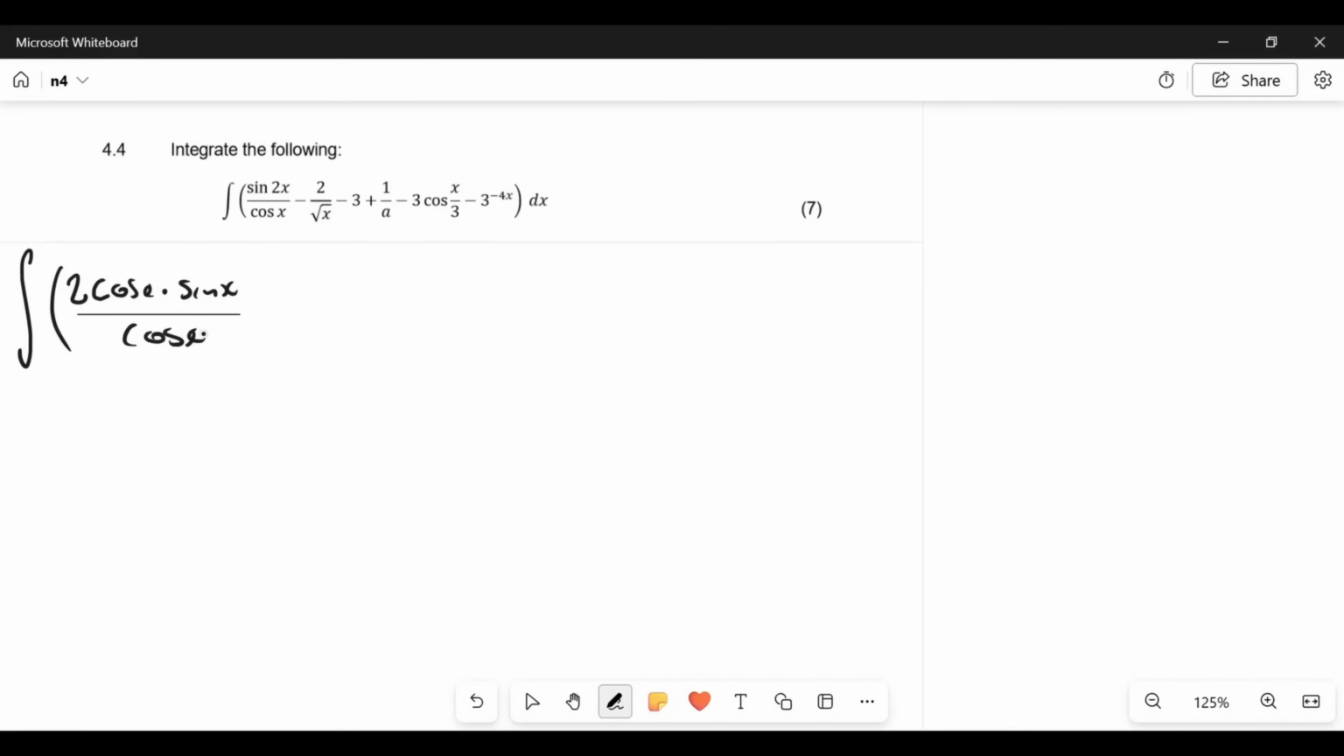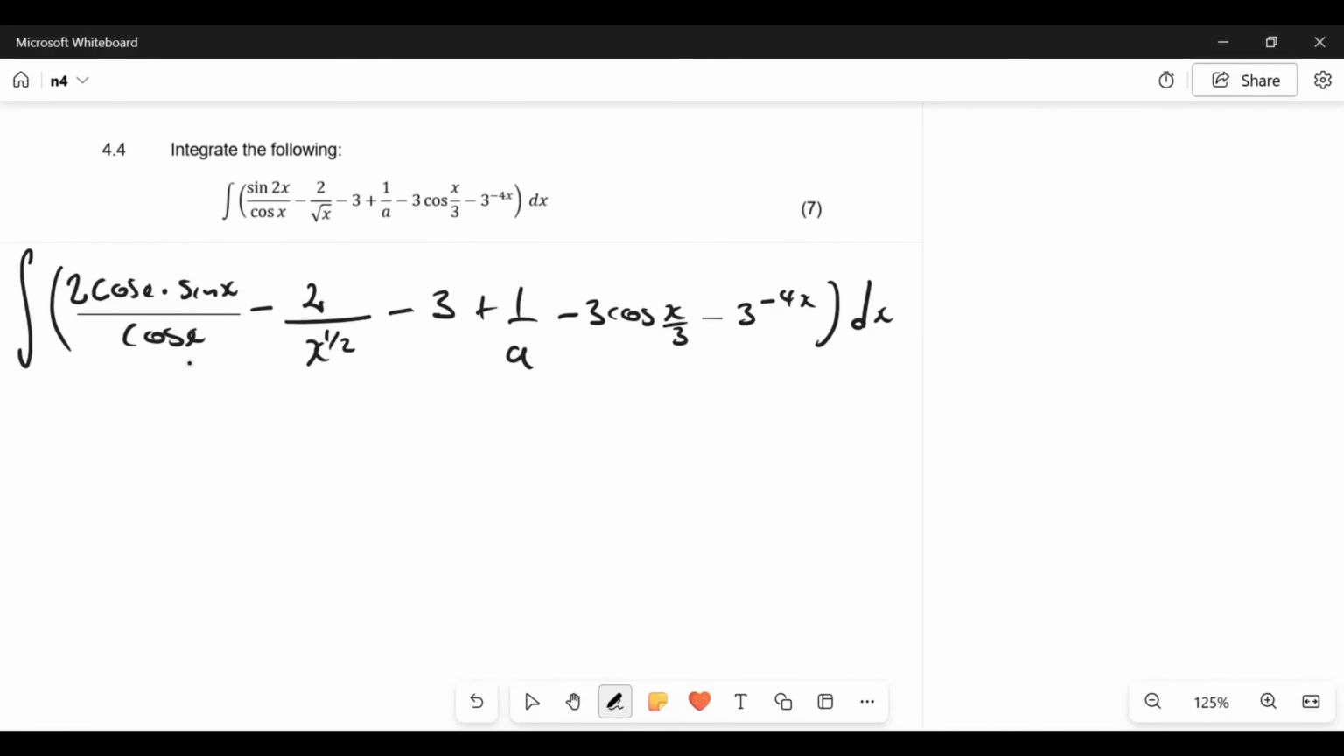Let's write cos x there, minus. And then we have 2. This one here, we have the surds, so we can change that into an exponent. We know that a root is the same as the power of half. There we go, minus. We have 3 there, plus 1 over a, minus 3 cos, and then we have x over 3, minus 3 to the power of negative 4x, like that, dx, right?